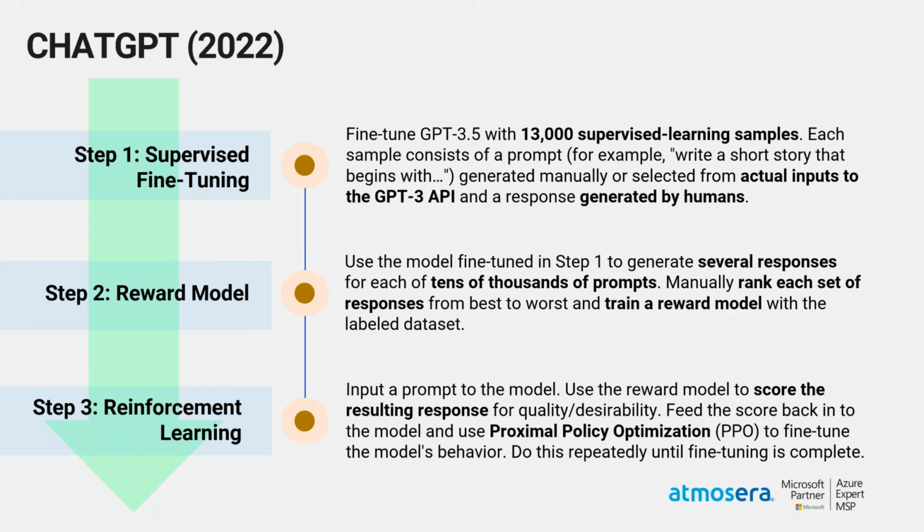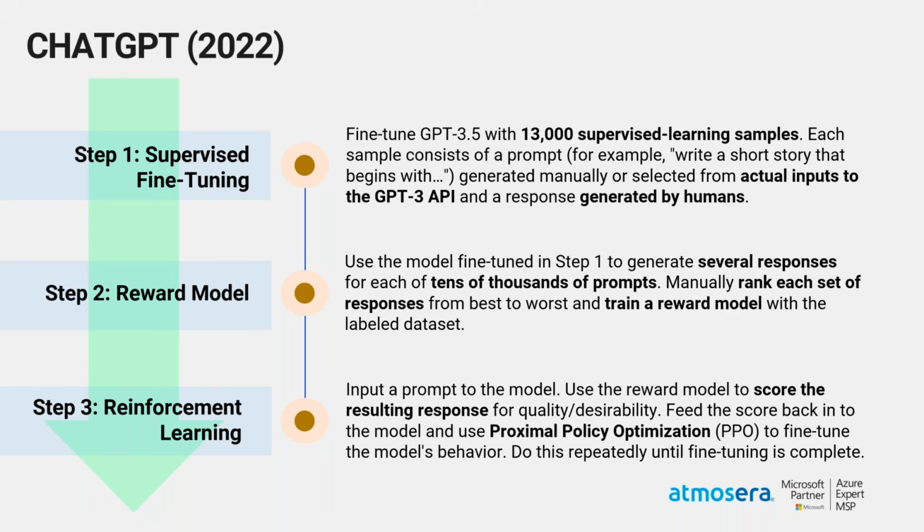They took 13,000 supervised learning samples. Each sample was basically a prompt, like write a short story that begins with certain words, or translate this phrase from English to French. And they generated responses for those things by hand. They actually hired a team of 40 contractors to generate those responses. Then they took those 13,000 samples of prompts and the responses that they would like to see from ChatGPT, and they fine-tuned GPT 3.5 with it.